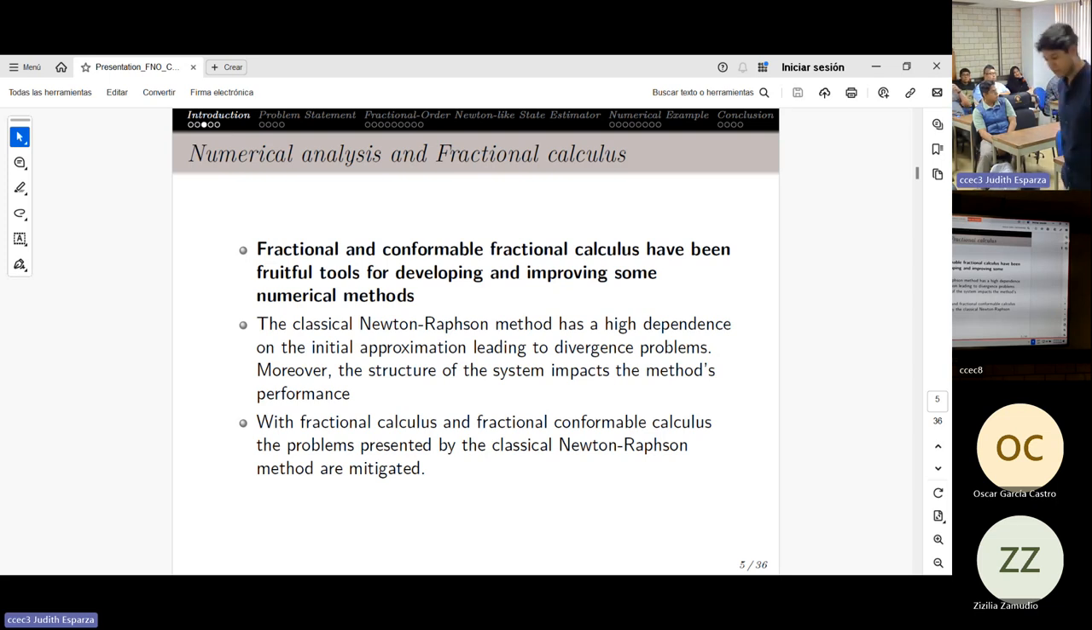What is the role of the fractional calculus? Fractional calculus and conformable fractional calculus have been helpful tools for developing and improving some numerical methods. For example, the classical Newton-Raphson method has a high dependence on the initial approximation, leading to divergence problems. Moreover, the structure of the system impacts the method's performance. With the fractional calculus and conformable fractional calculus, these problems are mitigated.